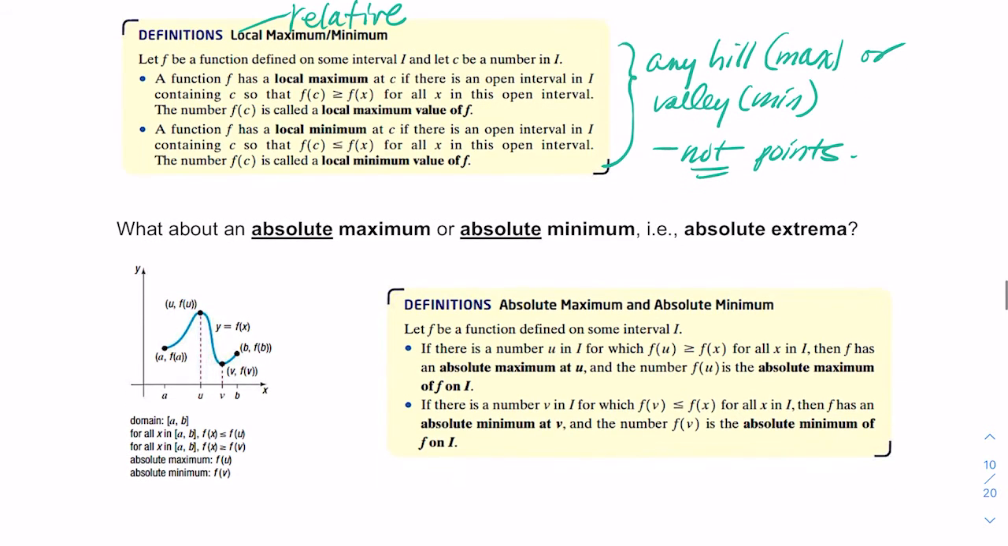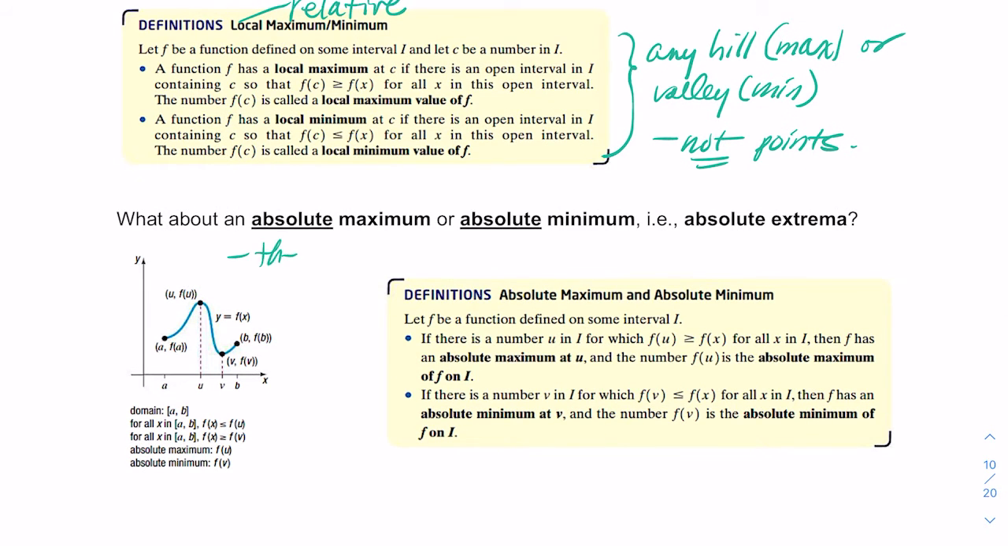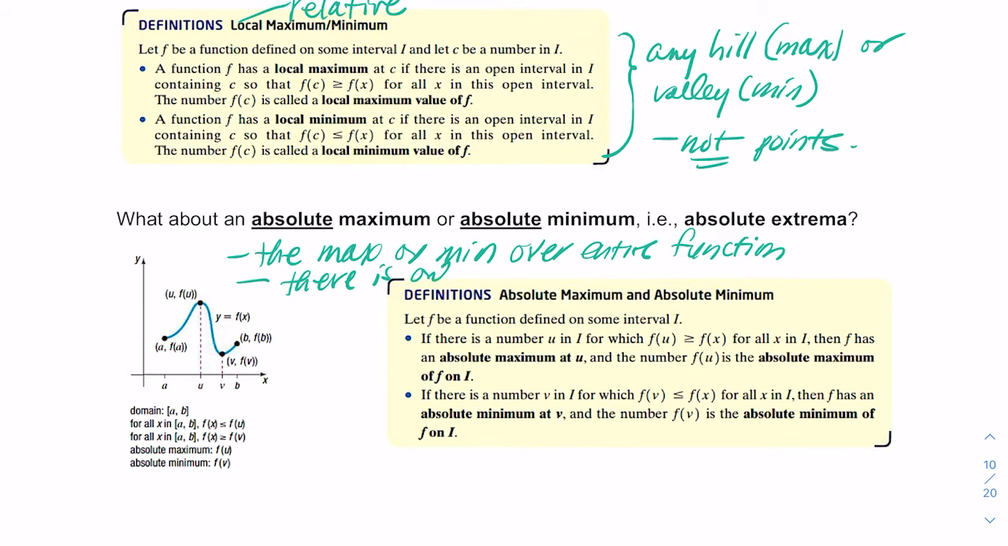Absolute max and absolute mins, or also absolute extrema, they would be the overall highest hill, which would be the max, or overall lowest valley, which would be the min. So it's the max or min over the entire function. And there's only one at most. That's why it's the absolute max or min.